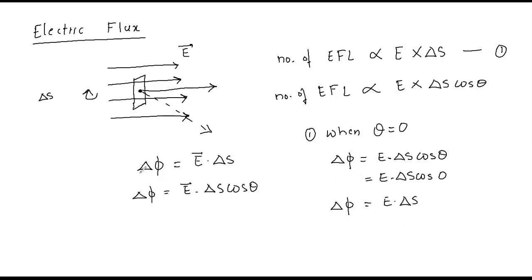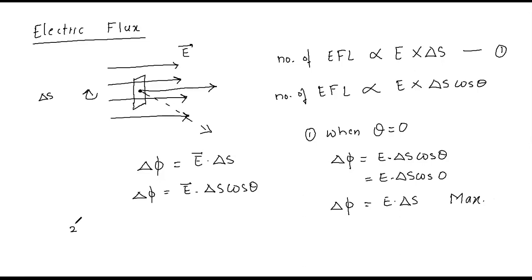This expression is nothing but the earlier expression, right? When the normal drawn through the area is in the direction of the electric field, it gives you this. And when you take theta as 0, because there is no angle, you will get the same thing. So here we can say the flux is maximum.